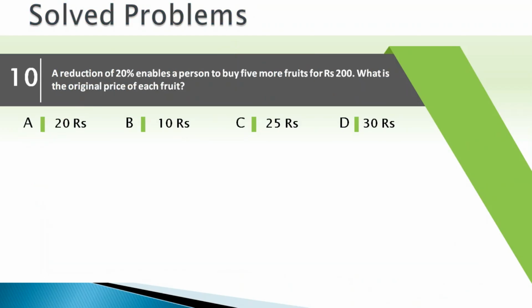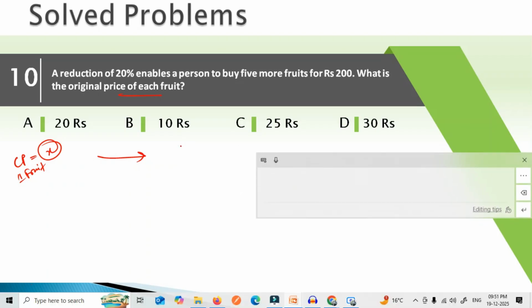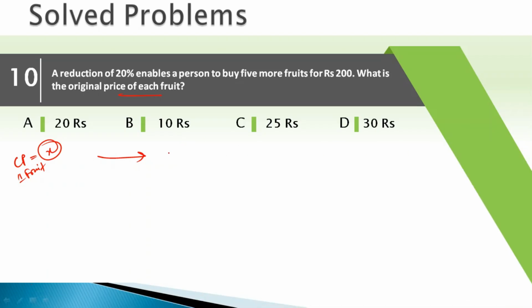Moving over to the last question. A reduction of 20% enables a person to buy 5 more fruits for rupees 200. What is the original price of each fruit? Let's say the original price of one fruit was X. So now, how many fruits did he buy then? 200 by X. As simple as that.